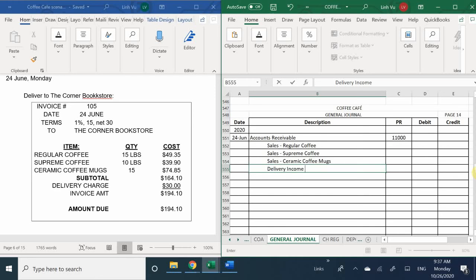The account numbers, first one 11,000, 450, 400, 40, 100, 4150, and 48,000. Good. And the debits are going to be 194.10, and credits 49.35, 39.90, 39.90, 74.85, and 30. All right.